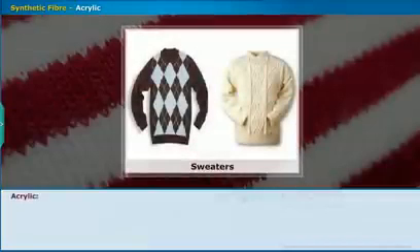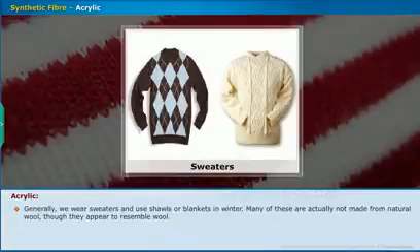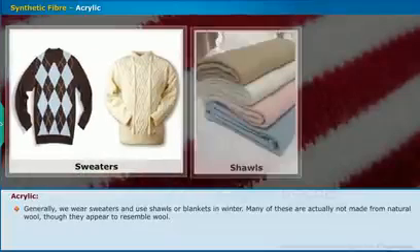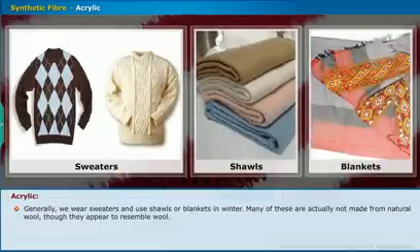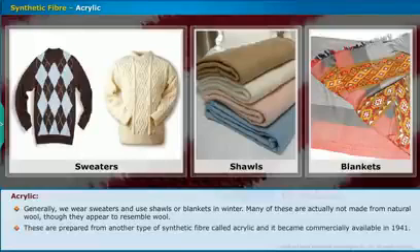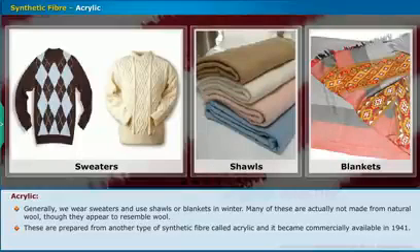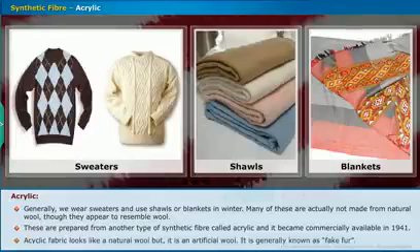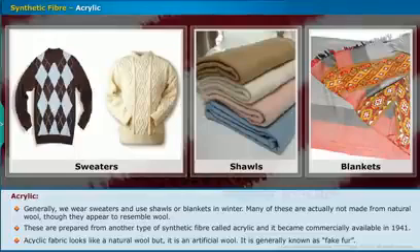Now, let us study about acrylic, which is another type of synthetic fiber. Generally, we wear sweaters and use shawls or blankets in winter. Many of these are actually not made from natural wool, though they appear to resemble wool. These are prepared from another type of synthetic fiber called acrylic, and it became commercially available in 1941. Acrylic fiber looks like natural wool, but it is an artificial wool. It is generally known as fake fur.